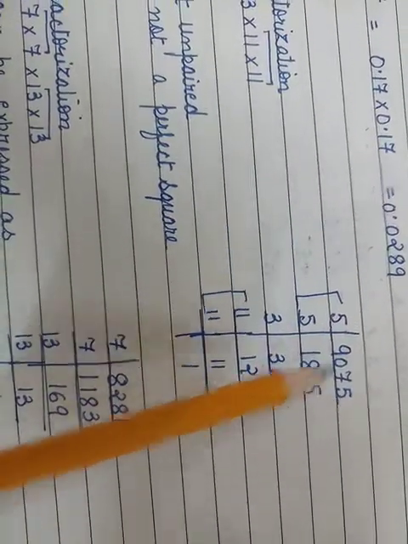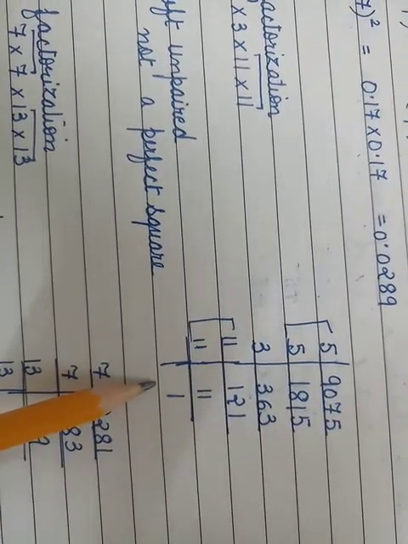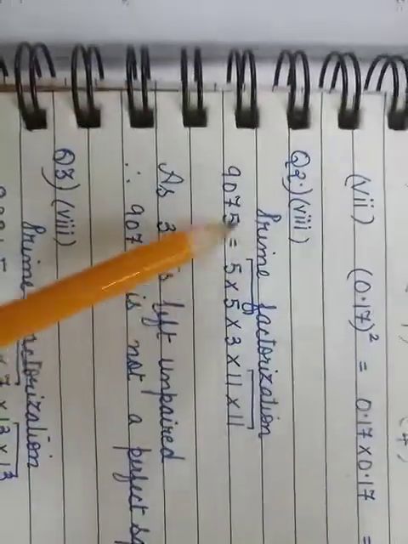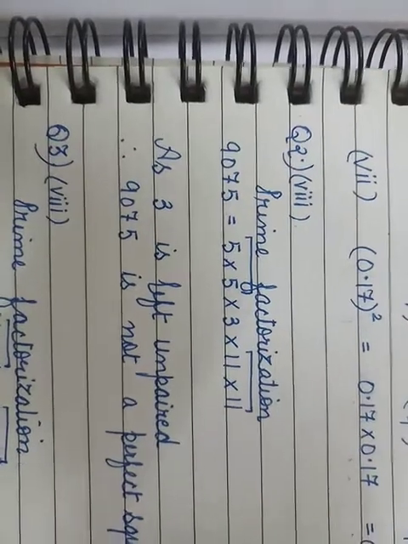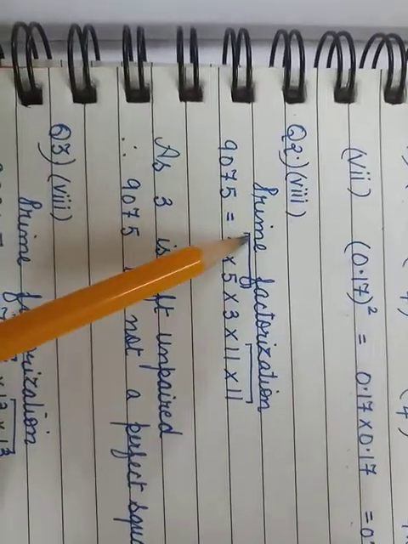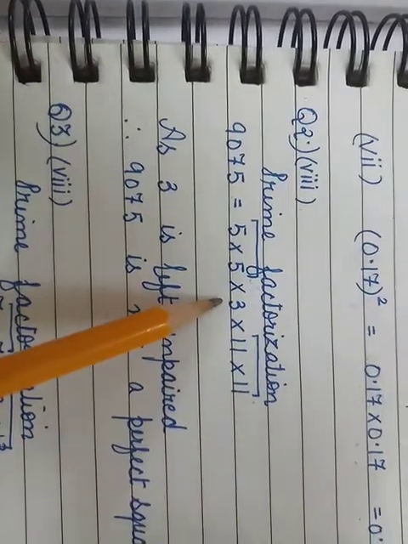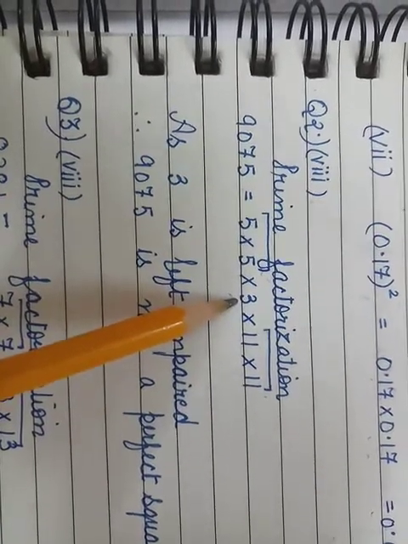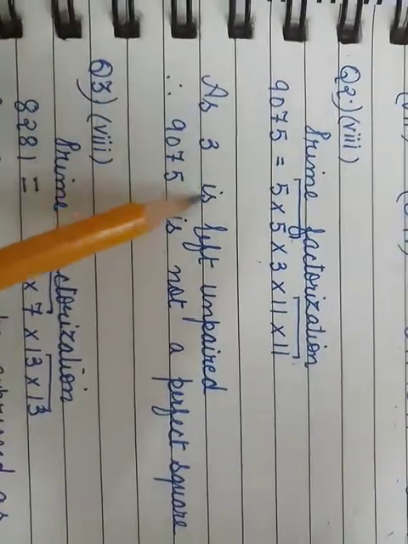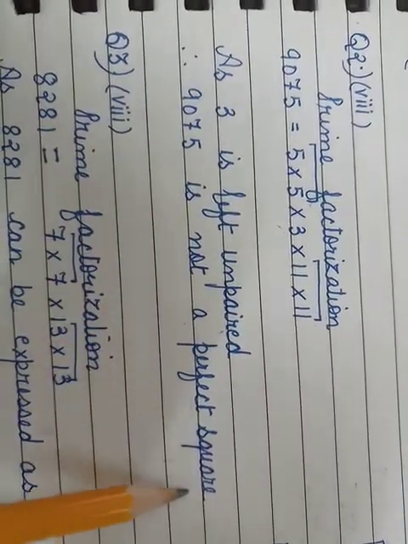I've done the prime factorization of 9075. So it goes with 5, and this way I have done the prime factorization of 9075. Now we write the prime factorization of 9075. We find that we have a pair of 5. We have a pair of 11, but 3 is not having any pair, that is, it is not having any square of it. So we'll write, as 3 is left unpaired, therefore 9075 is not a perfect square.